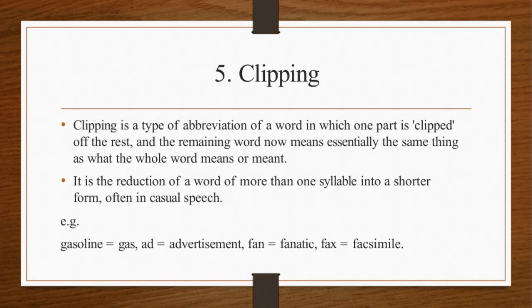Clipping is a fascinating type of abbreviation where we take a longer word and shorten it by clipping off one part. The key idea here is that the remaining part still means essentially the same thing as the original word. It's a way to make language more efficient, especially in casual speech. For example, instead of saying gasoline, people often say gas. Instead of advertisement, we say ad. And for fanatic, we just say fan. Another example is fax, which comes from facsimile. These shortened forms are not only easier to say, but also very common in everyday conversation.